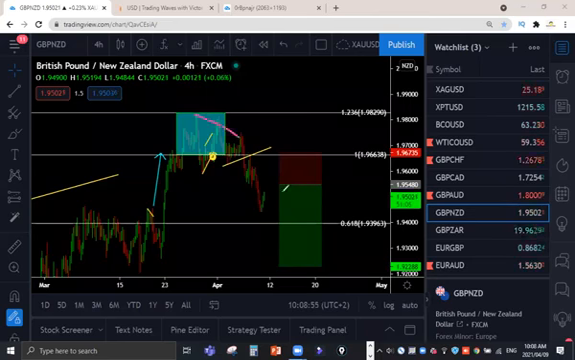But I want us to look at this pair in the long term. So I've got a modest target here, but this can go much lower. Let's go onto the website and look at this.